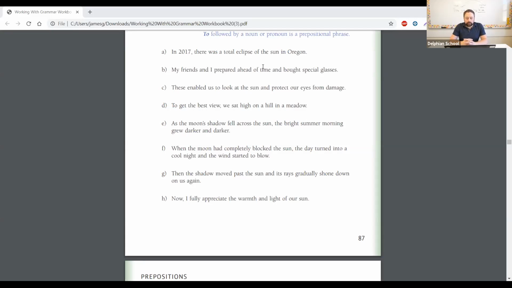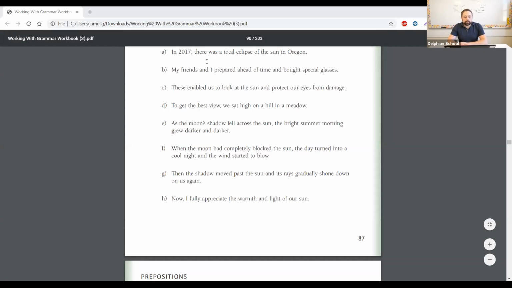Jacob spotted of the sun and in Oregon. Very good job. Logan also spotted in 2017. That's a great job. Sasha says that of the sun, of is the preposition. Very good job. Another one is in 2017 and in Oregon. You are correct. Great answers, guys.